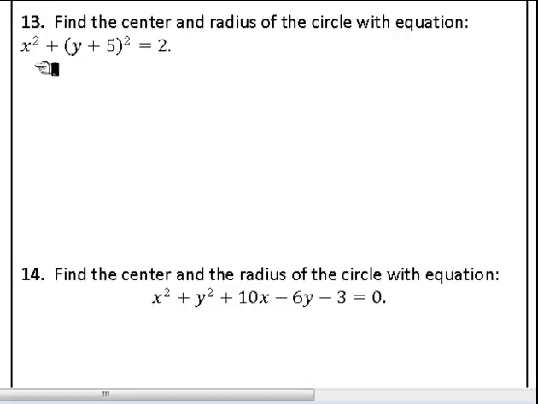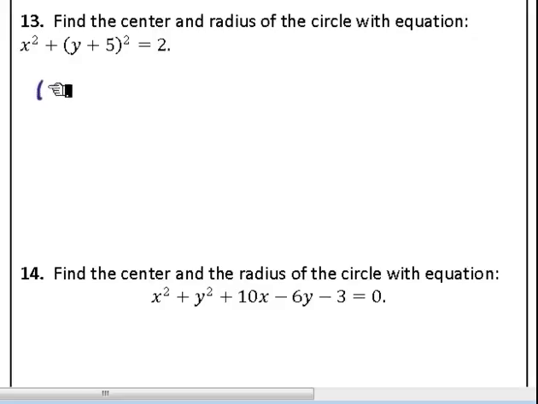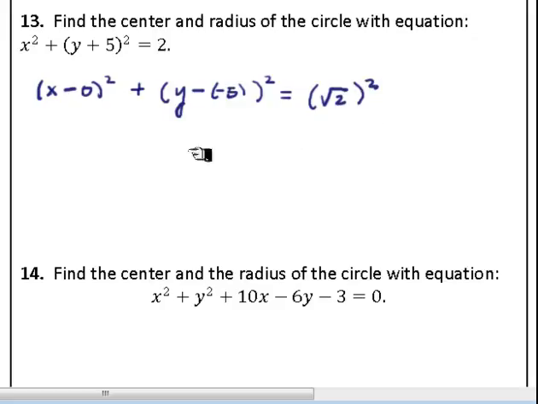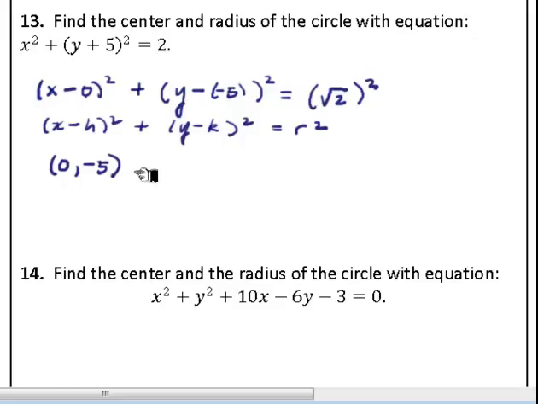In number 13, we're given the equation of the circle, and we want to find the center and the radius. Okay, so here we have x squared. Now, that is the same as x minus 0 squared, plus y plus 5 squared, that's the same as y subtract minus 5 squared, is equal to 2, which is the same as square root of 2 squared. So now this is in the form of x minus h squared plus y minus k squared is equal to r squared. So we see from this that the x-coordinate of the center is 0, the y-coordinate is minus 5, and the radius is the square root of 2.